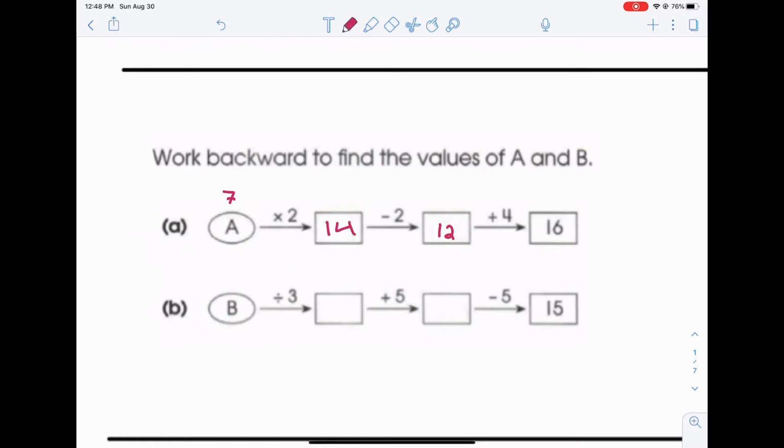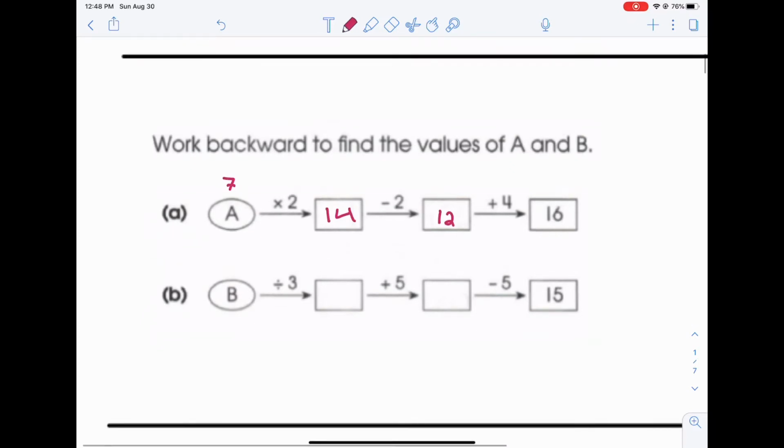So the same thing goes for B, right? We know that this number subtracted 5 to get 15, and this number added 5 to get to our second box, and B divided by 3. So now we're going to go with our method. We just reverse all the operations. So this is a minus 5, we turn it into a plus 5. This is a plus 5, we turn it into a minus 5. And this is a divided by 3, so we're gonna do multiplied by 3.